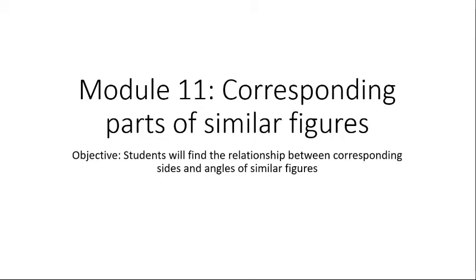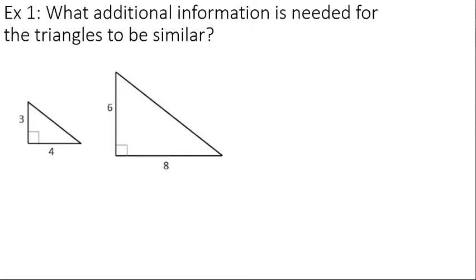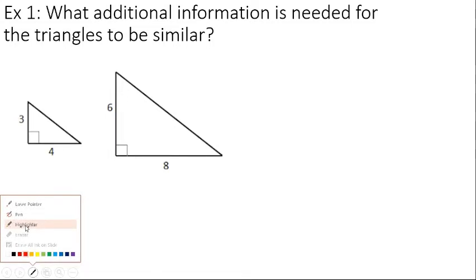Okay, so we're continuing our notes on Module 11, corresponding parts of similar figures. And the objective again: students will find the relationship between corresponding sides and angles of similar figures. So here we're going to start off with what additional information is needed for the triangles to be similar.